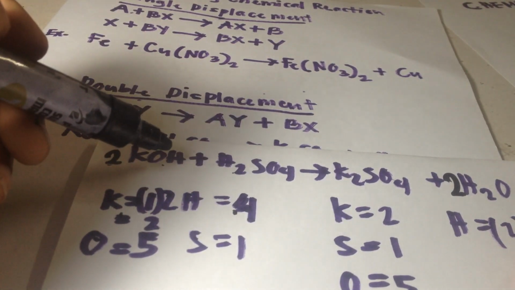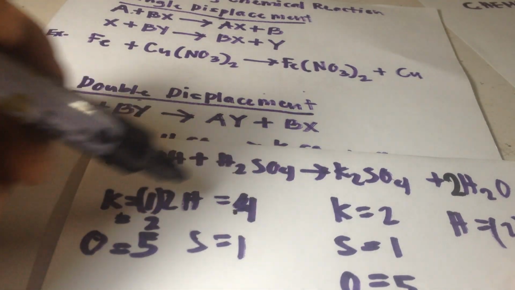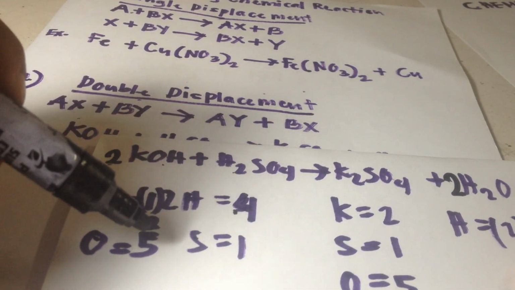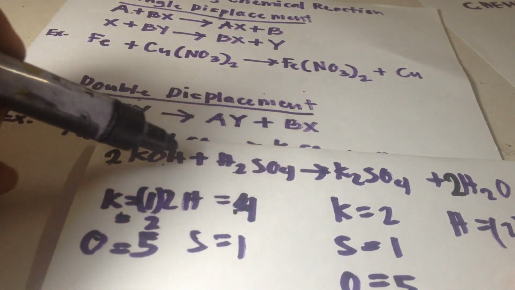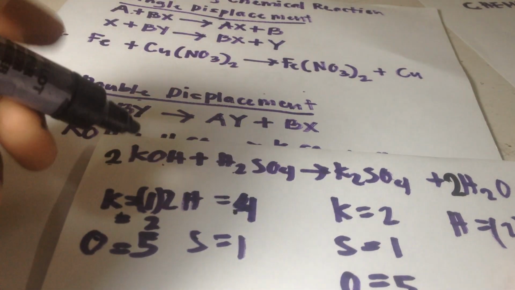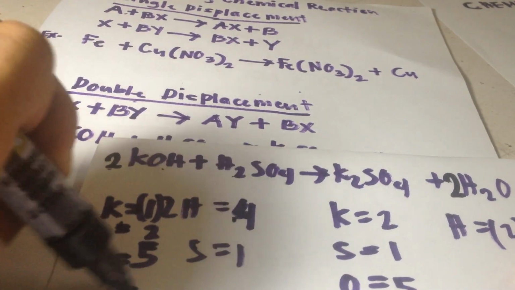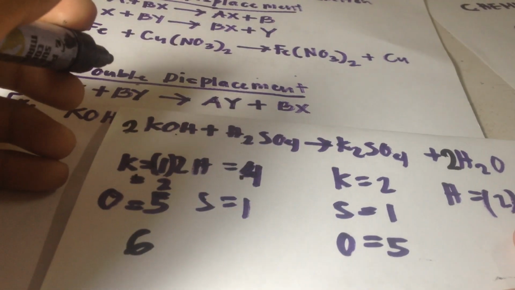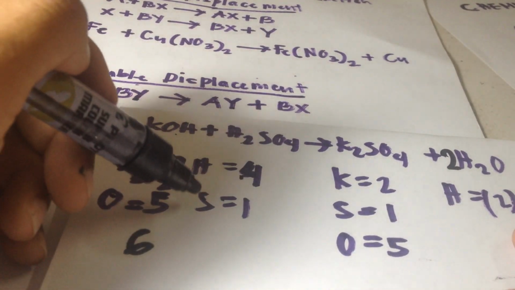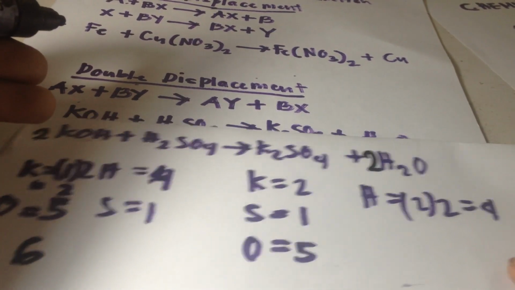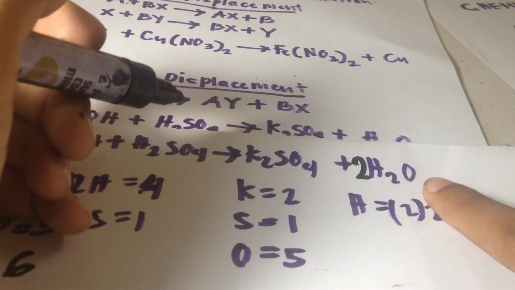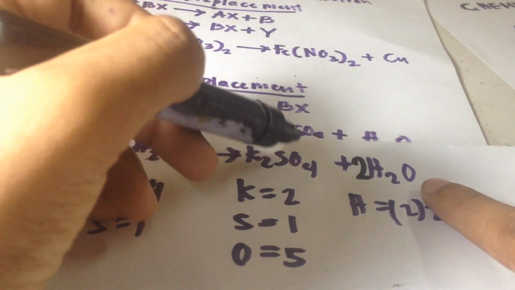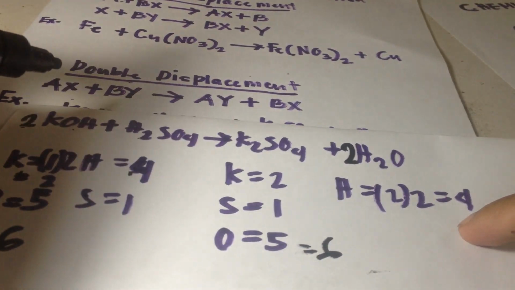And oxygen has a 5. No, it's not 5 now, so we need to erase that. So 4 plus 2, which is 6. Okay? The oxygen now is 6. And sulfur is already 1. And how about here in the products? Oxygen here is 2 times 1, which is 2. So 2 plus 4 is equal to 6. Okay, I think it is balanced now.